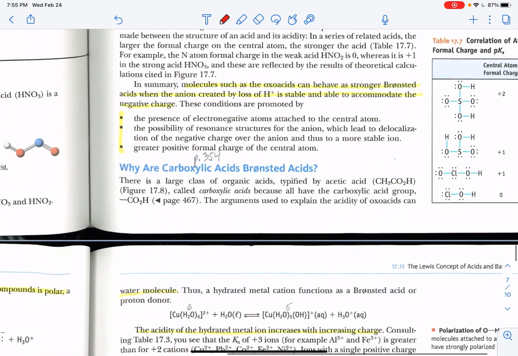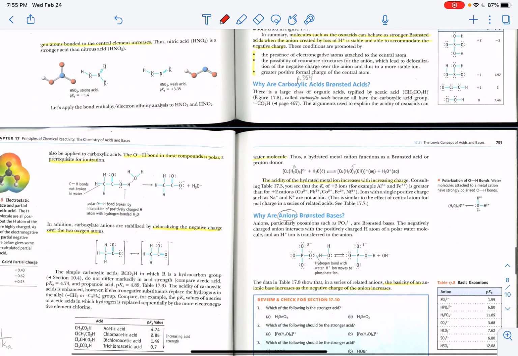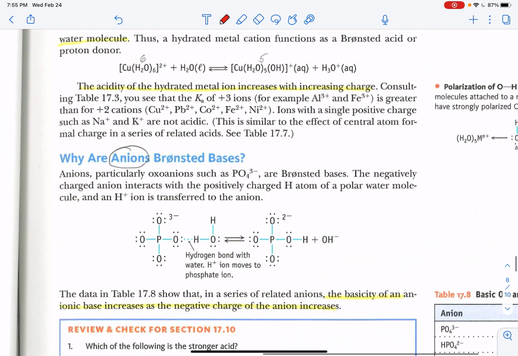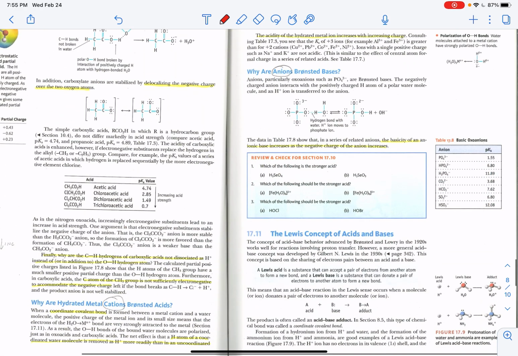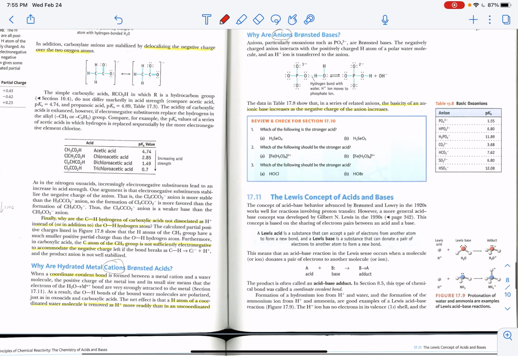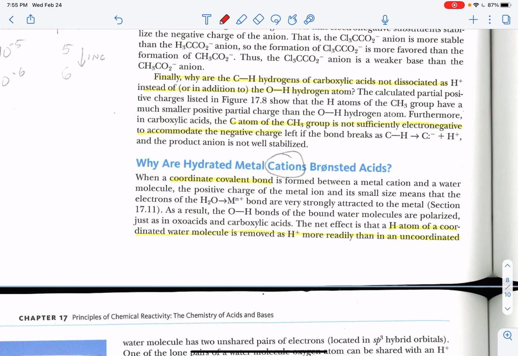we're also going to be looking at some interesting questions that are often AP test questions. For example, why are carboxylic acids Bronsted acids? Meaning they donate a proton. That's not too difficult. We've actually talked about it. But this question here, why are anions Bronsted bases? How is it possible for an anion to receive a proton, be a Bronsted base? And why are hydrated metal cations Bronsted acids? How do they lose protons?